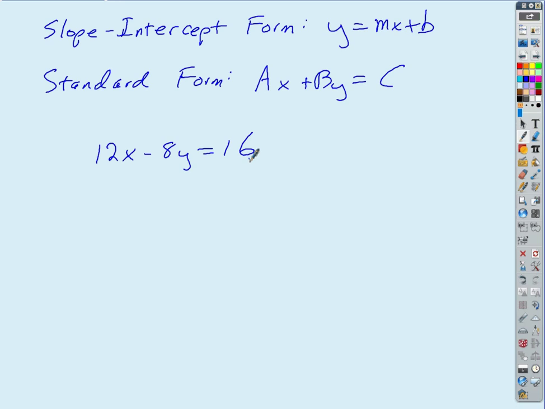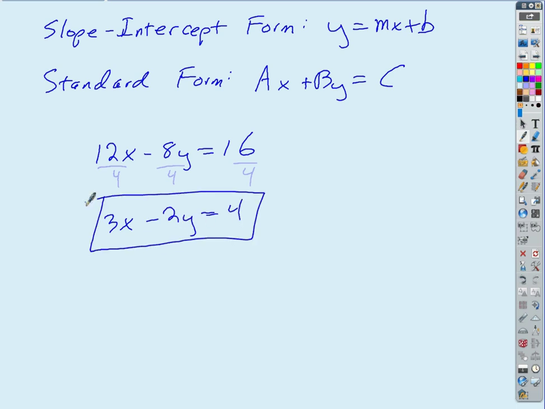The A, B, and C are integers. A is positive, but what's the problem here? What's the greatest common factor of A and B and C? 4. Yeah, and when we say greatest common factor, we just mean the biggest number that divides evenly into them, right? So what would I have to do to simplify this, to put it into true standard form? Divide by 4. Divide everything by 4. Divide both sides by 4, and that would give me 3x minus 2y equals 4. Now we're good. Okay, make sense?